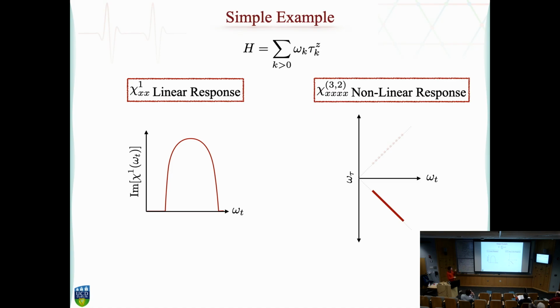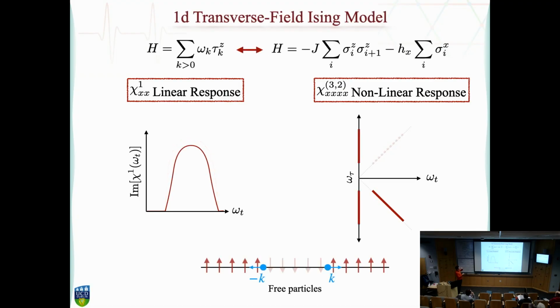Okay, so why have I chosen this? It's a simple extension of what we just did. We've actually already solved our first many-body problem, because you can write the 1D transverse-field Ising model in exactly this language. There's a transformation between these t's and these taus. And so this is actually the linear and nonlinear response for the 1D transverse-field Ising model.